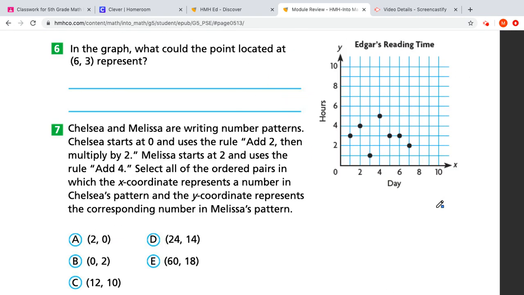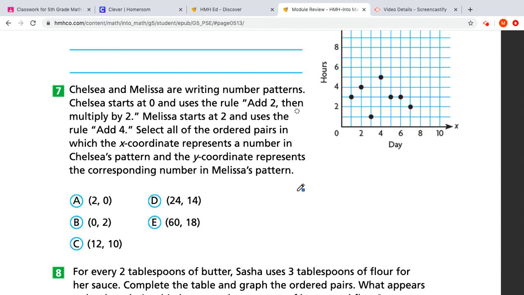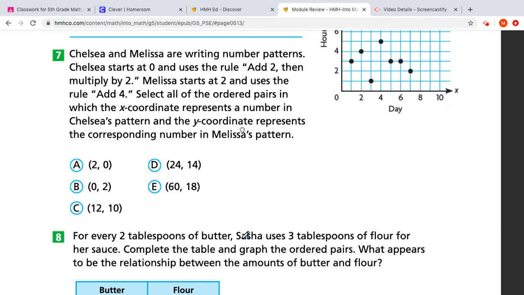All right, let's shoot up to the top over here to number 6. Number 6, it wants to know what the point 6, 3 can be represented, what it means. So this is Edgar's reading time. That's the title of this grid. On the x-axis, it talks about the days, and on the y-axis, it's talking about the hours. Okay, so what do you think 6, 3 would represent?